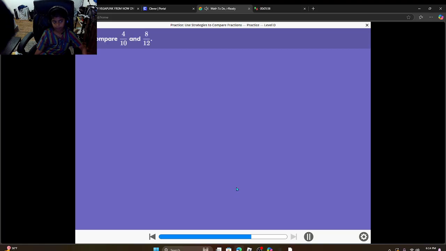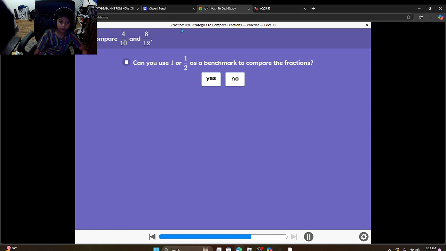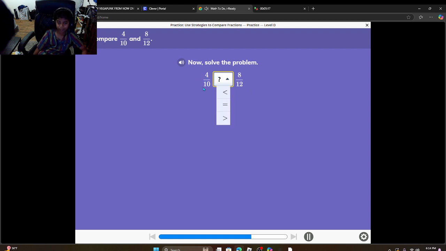Compare 4/10 and 8/12. Can you use 1 or 1/2 as a benchmark to compare the fractions? I'm just gonna say no. You can't use a benchmark to compare 4/10 and 8/12. Now, solve the problem. Times this by 2. I'm just gonna finish the thing.